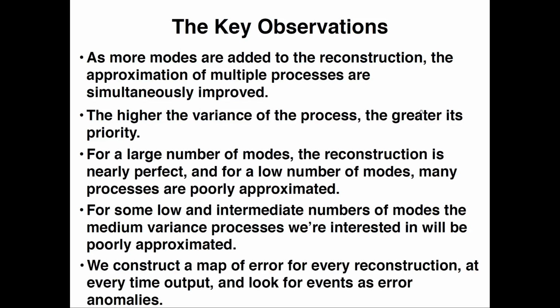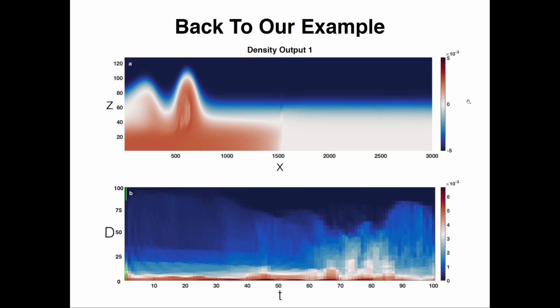So here's what we're going to do. It's discrete, so we're going to construct a map of the error for every reconstruction at every time output and look for events as error anomalies. Why? Because those medium variance processes are the ones we're interested in. And if we look for high error in some intermediate number of modes, something's occurring. That's the point. Okay, so it's easy to say, but let's actually look at it.